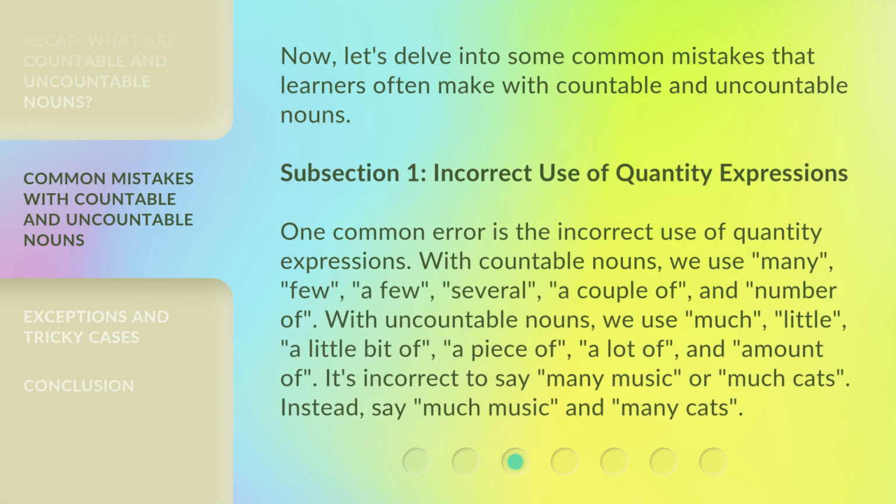Now, let's delve into some common mistakes that learners often make with countable and uncountable nouns. Subsection 1. Incorrect use of quantity expressions. One common error is the incorrect use of quantity expressions. With countable nouns, we use many, few, a few, several, a couple of, and number of. With uncountable nouns, we use much, little, a little bit of, a piece of, a lot of, and amount of.